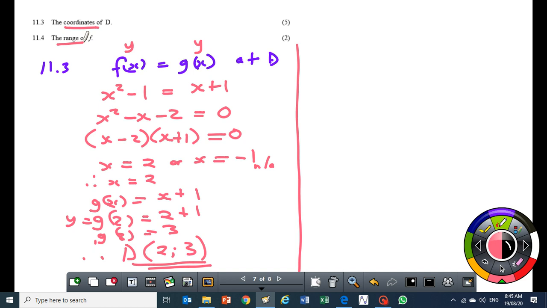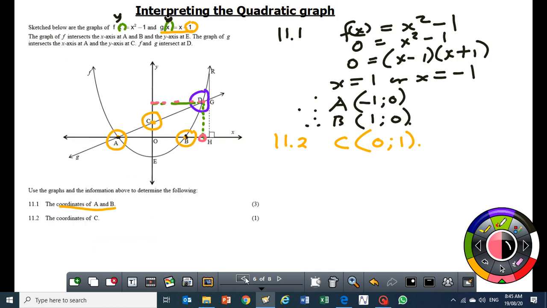Okay, so for our graph, I thought there's a video on quadratic functions or the properties. The graph has a minimum turning point here, which means the minimum value of y is the value of y here.